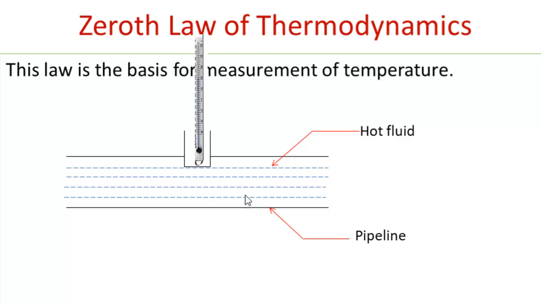Now the pipeline and steam are in thermal equilibrium with each other, and the thermometer and the pipeline are in thermal equilibrium with each other. Whatever temperature is indicated by the thermometer will be the temperature of the steam or the hot fluid passing through the pipeline. So this is according to the zeroth law of thermodynamics. This is the basis for measurement of temperature.